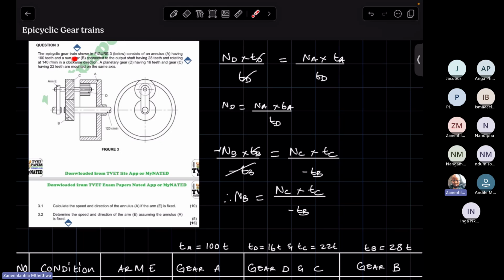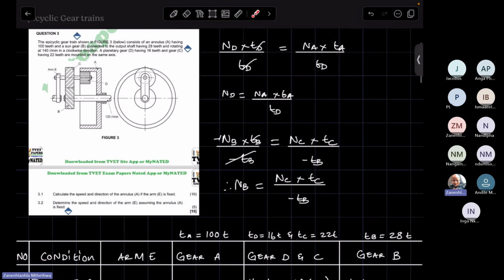They said the sun gear B connected to the output shaft, having this many teeth, is rotating at 140 rpm in a clockwise direction. So that's the third assumption: gear B is rotating at 140 rpm clockwise. So now you have everything you need to complete the third condition.